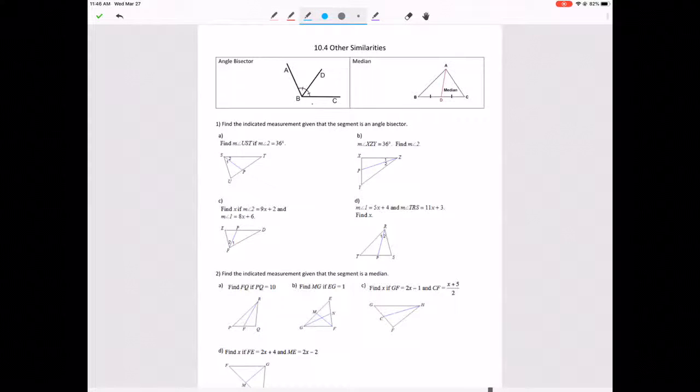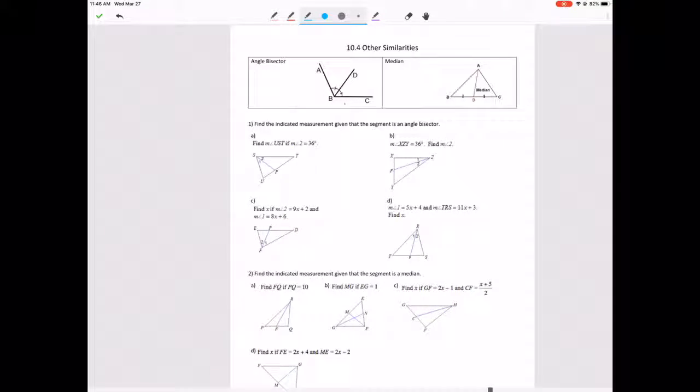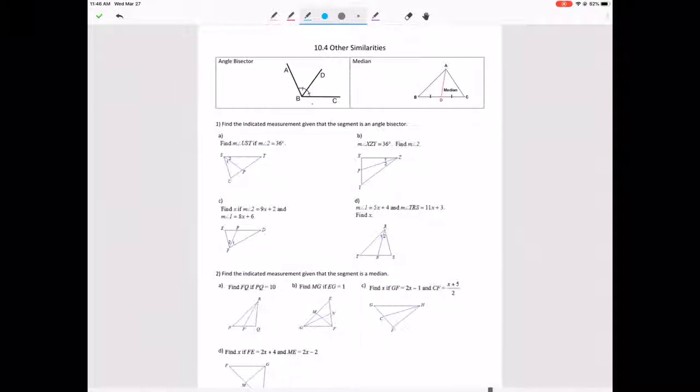All right, so 10.4, other similarities. Okay, so we've done different types of similar triangles, and these ones are a little different, but we'll still be able to find the missing parts. So last time we talked about proofs. When we have these types of similar triangles, we won't be needing to prove these, all right? So there's two things we'll need to learn.